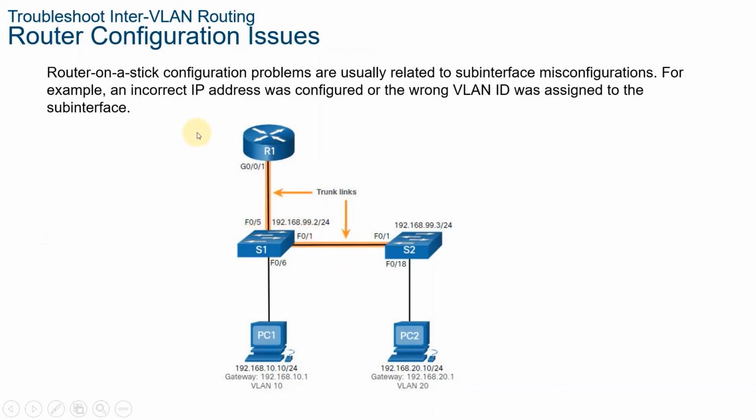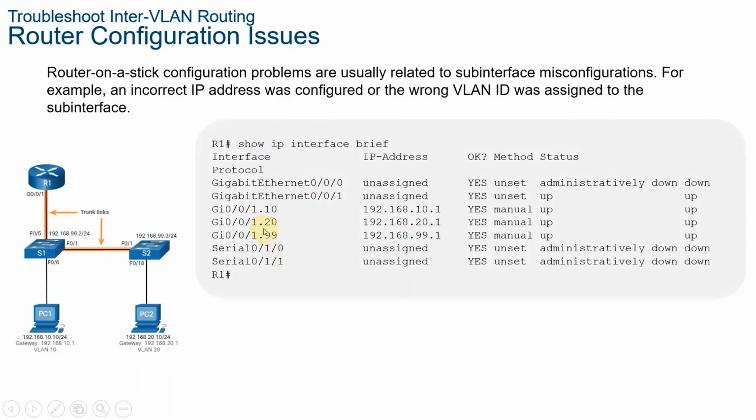Router configuration issues. So router on a stick configuration problems are usually related to subinterface misconfigurations. For example, an incorrect IP address was configured or the wrong VLAN ID was assigned to the subinterface. For example, R1 should be providing inter-VLAN routing for users in VLAN 10, 20, and for instance VLAN 99 here. However, users in VLAN 10 cannot reach any other VLAN.